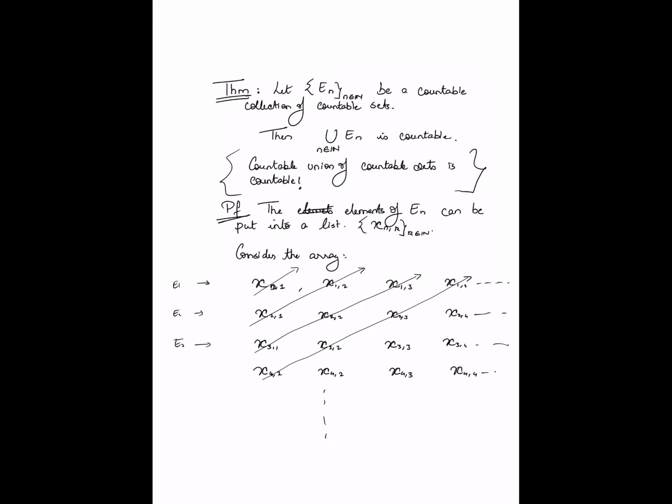Okay, and if you are able to convince yourself of that, then effectively we have constructed a list of the elements of the union of all of the E_n's. Basically that itself shows that since it is possible for you to list all of the elements of the union over n of E_n, that union is countable.